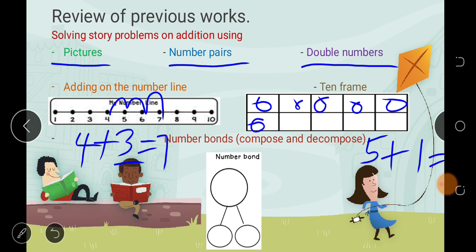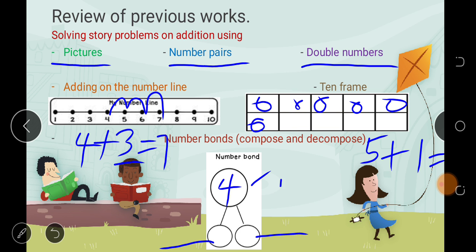So this upper part here is called the whole, and these other two parts here are called parts. That means these two smaller parts here make up the number in the bigger circle at the top. So I want to split number 4. I want to decompose 4. Because you are just starting, you have to get manipulative counters, like teddy counters, rocks, pencils, matchsticks to help you in counting.